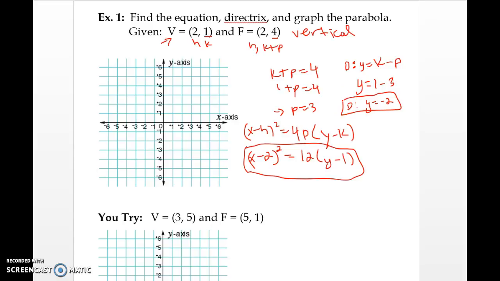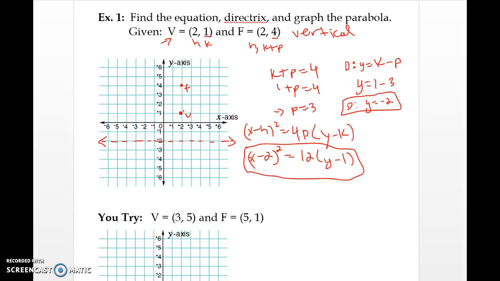So we've done the math now. We found the equation. We found the directrix. Now we have to graph the parabola. I'm going to do my directrix first. Y equals negative 2. It's dashed because it's not really part of the graph. My vertex is 2, 1. I'm going to label that V. And your focus is 2, 4. That's up here. I'm going to label that F.